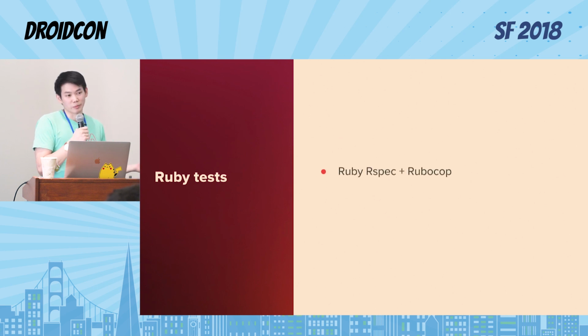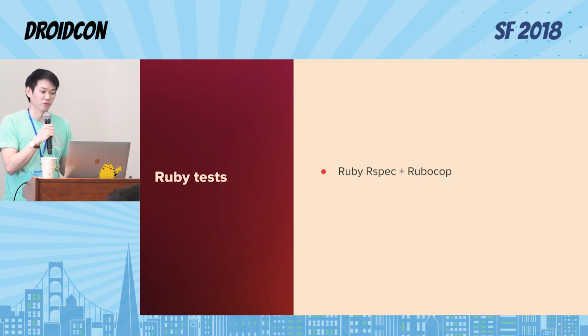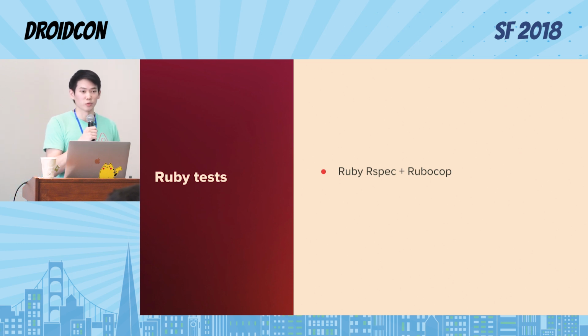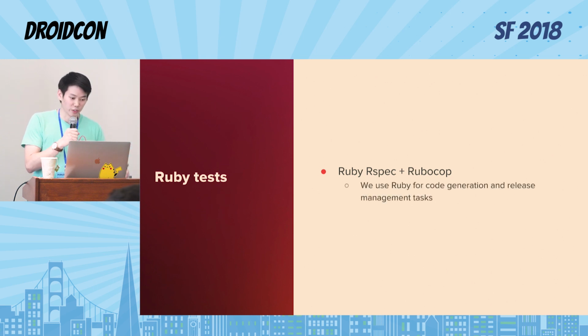And so we want to make sure that those are running as well. So we run Ruby RSpec, which is their testing framework, as well as RuboCop, which is like a stylizer. And so yeah, we use it for some code generation as well as some release management tests. But just another one of those things where you might not think about it, but it's important to have tests for. And so before we move on, I want to talk a little bit more about that DLS system I was mentioning earlier, just to give you guys a little more context.